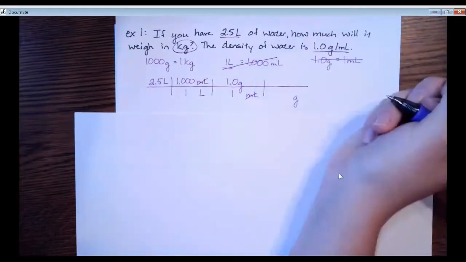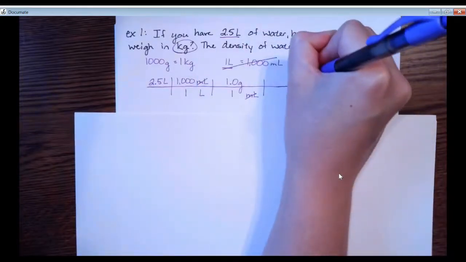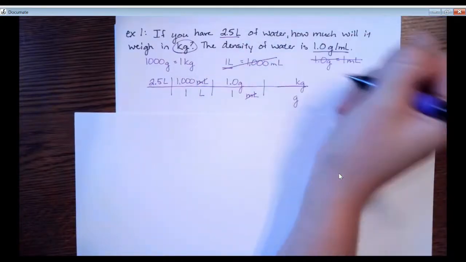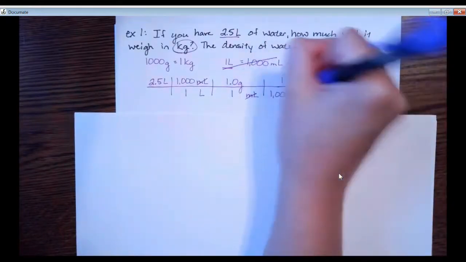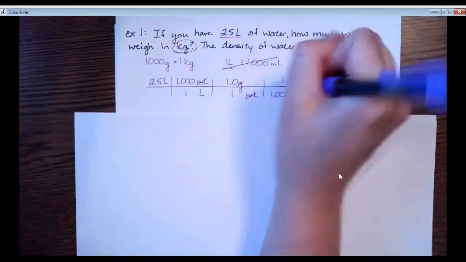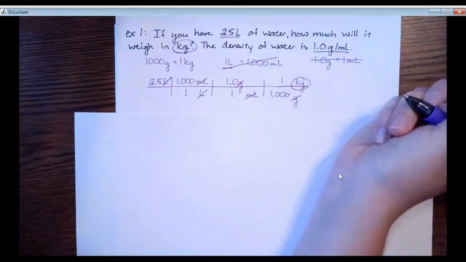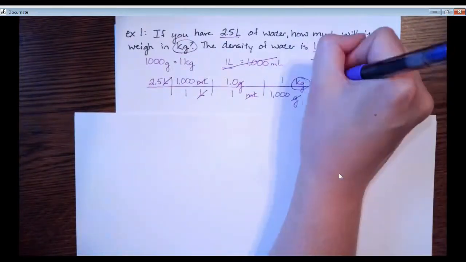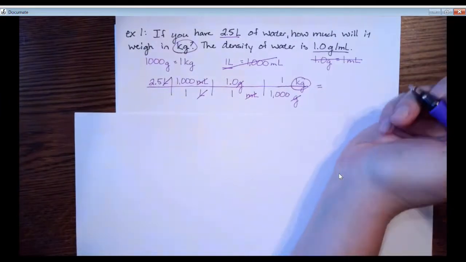So if I look, my final one, I want to get to kilograms. So kilograms is going to go up on top. I'm going to have 1 with my kilogram and 1,000 with my grams on the bottom. So my units are all canceling out except for the one I want to have in my final answer, which is good news. Okay, so if we look at this, we're going to multiply across the top.